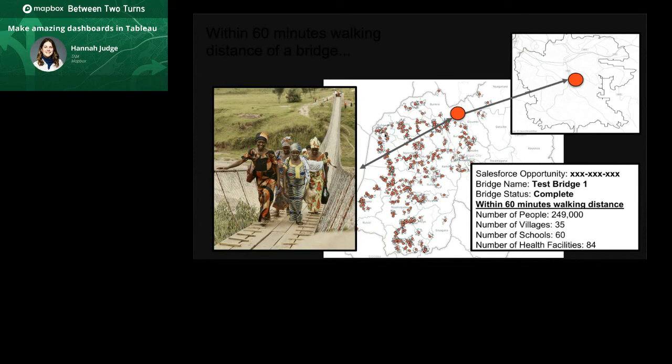And the box in the top right is what it looks like to zoom in on that red dot and break out that spidery visual. And that's the isochrone. So polygon showing the accessible area within 60 minutes walking distance that includes all of those villages, schools, and health facilities that we see below.